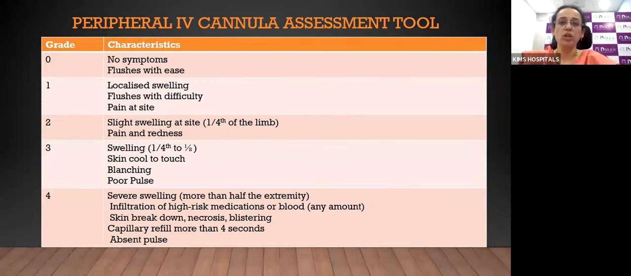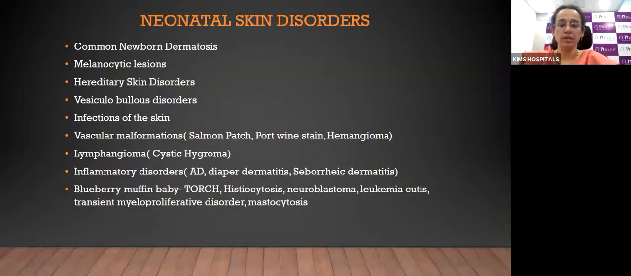This happens because the cannula with the IV fluid on flow was left unattended. So we should emphasize hourly monitoring of the cannula, particularly when the baby is on IV fluids, and more frequently when the baby is on any inotropes, calcium and bicarbonate. This can also lead to skin breakdown, necrosis and blistering, with capillary refill time of more than 4 seconds and absent pulse. This can also lead to loss of the limb. So we should be very careful. At the earlier grades of swelling itself, the cannula should be replaced.